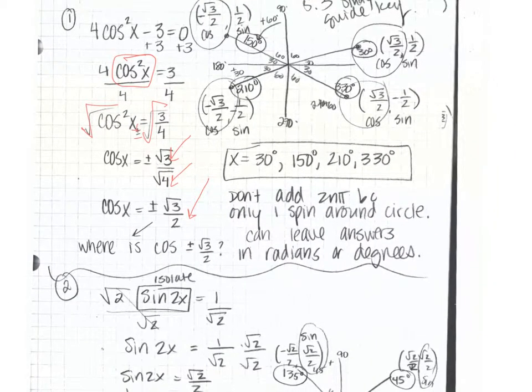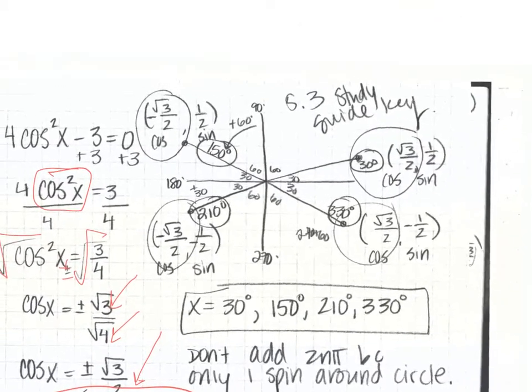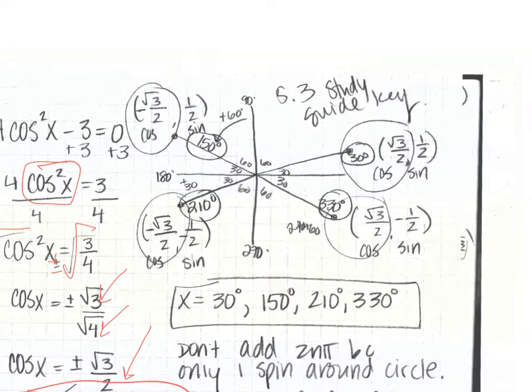Now, we're trying to figure out where the cosine is either positive or negative root 3 over 2. Always start in first quadrant. So you notice in first quadrant, the cos, left-hand side, is root 3 over 2 at 30 degrees. So then let's reflect that into all 4 other quadrants. You keep flipping over the axes.